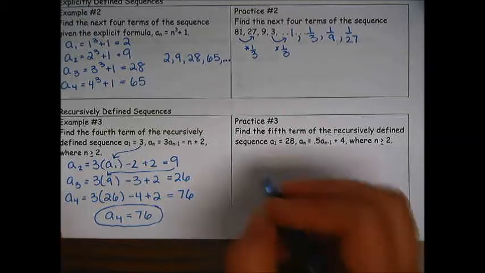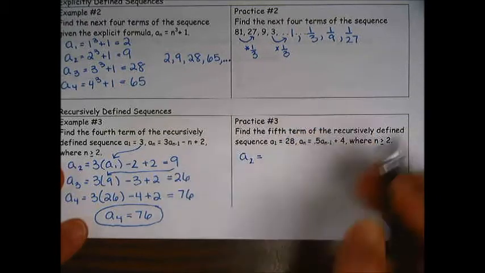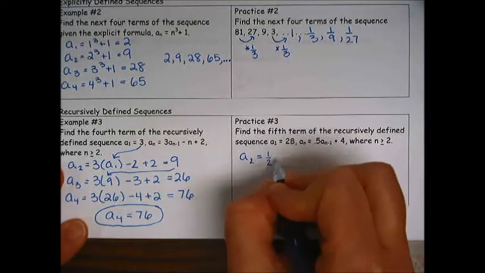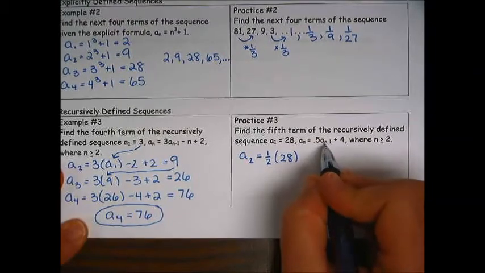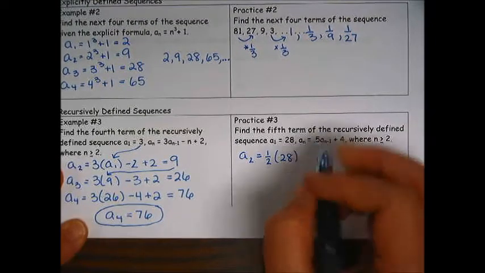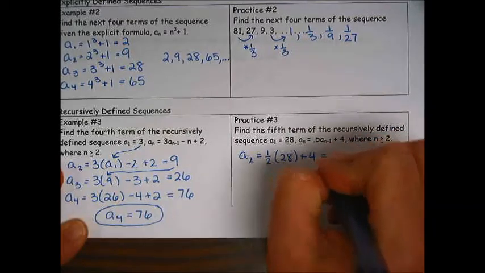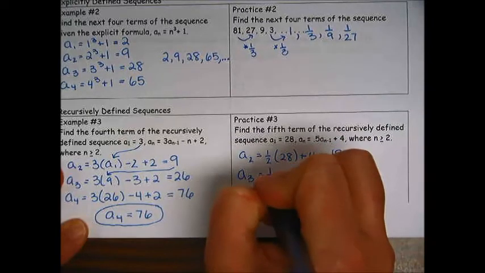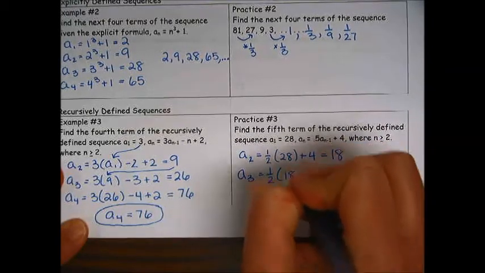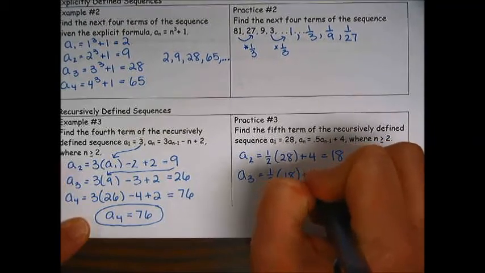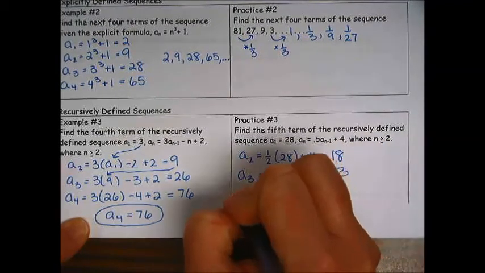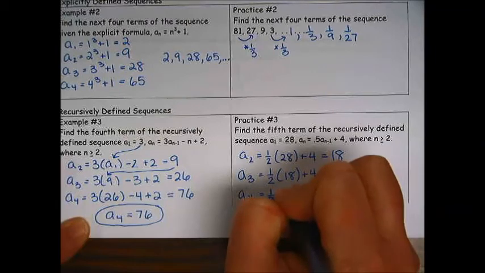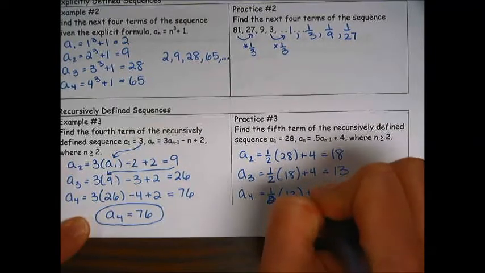4. So to find the fifth term, I'm going to find the second term first. So that's going to be half of 28, because I'm going to plug 2 minus 1 would be my first term, so I want to plug my first term in here, plus 4. So half of 28 is 14, plus 4 is 18. To find the third term, I'm going to take half of 18 plus 4. Half of 18 is 9, plus 4 is 13. The fourth term, half of 13 is 6.5, plus 4 would give me 10.5.